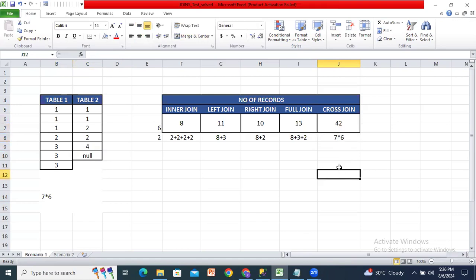So this way we represent the number of records to join, by using inner join, left join, right join, full join, and cross join. I hope this one is clear.